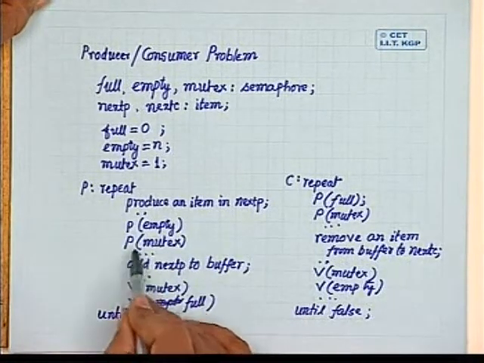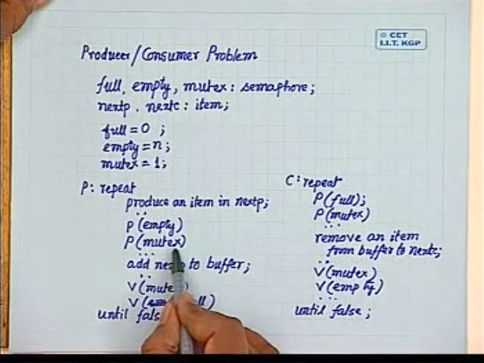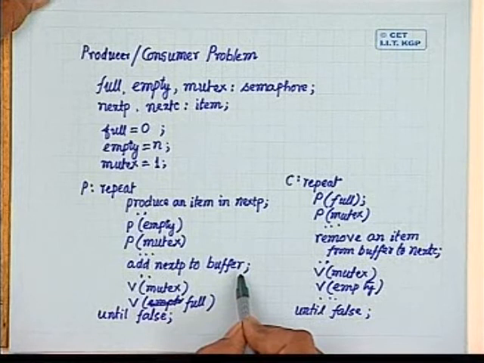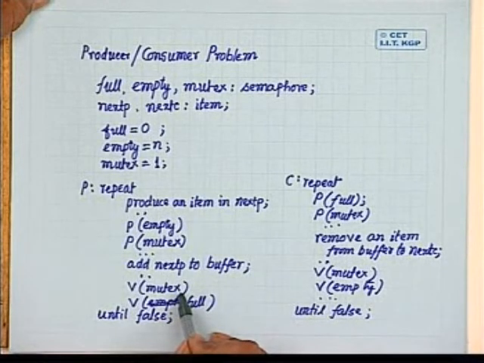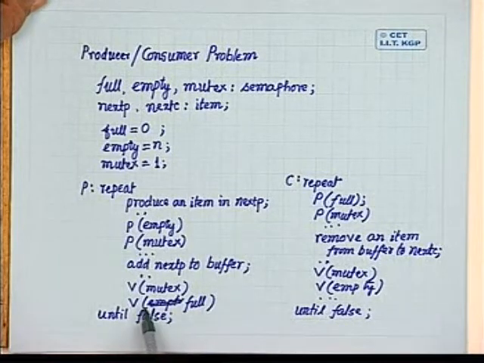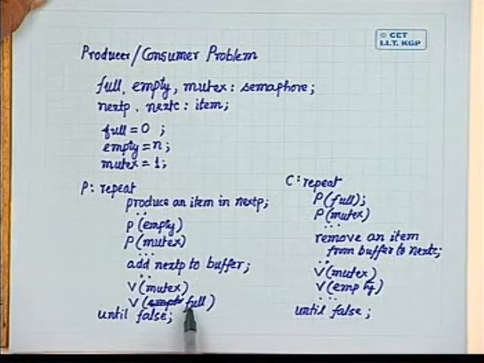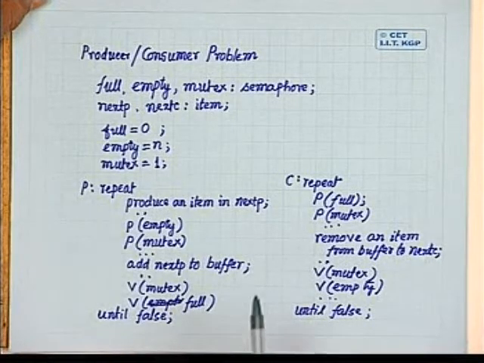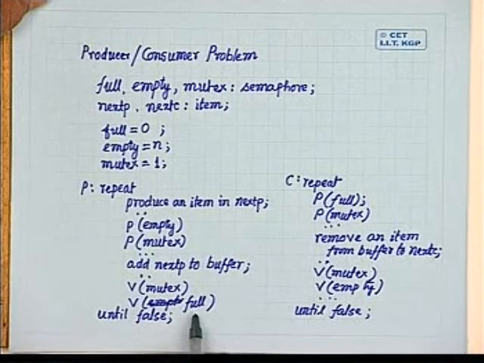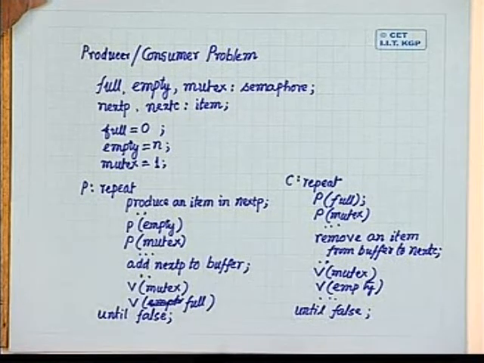So after that, if P mutex is also successful, the item, next P, will be added into the buffer. After that, the buffer will be freed by performing V mutex operation. And then by performing V full operation, it will indicate that one more item has been added to the buffer, because V full operation will increment the value of the semaphore variable full by one.